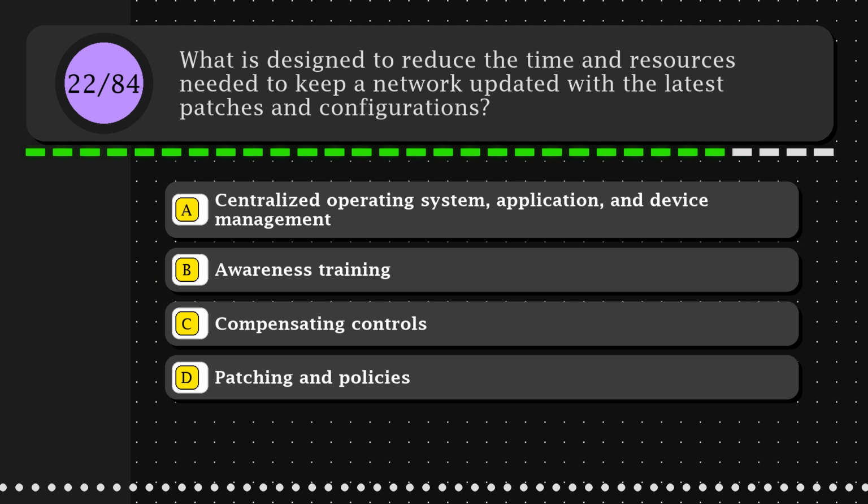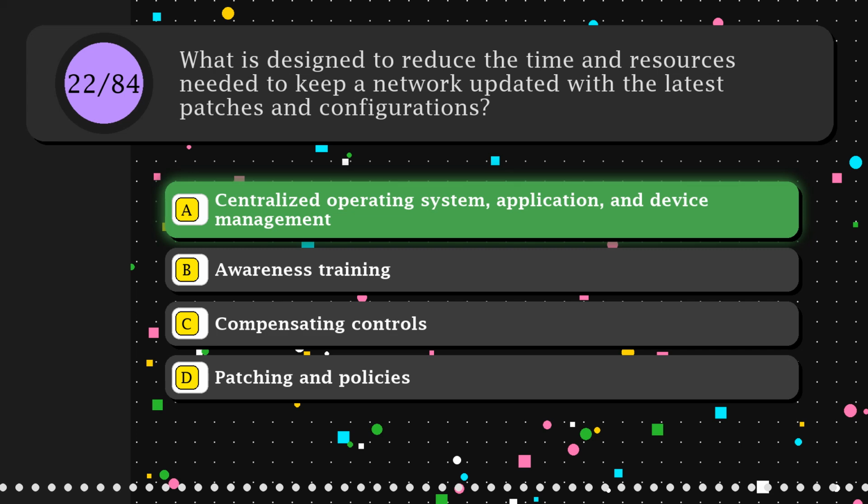What is designed to reduce the time and resources needed to keep a network updated with the latest patches and configurations? Option A, centralized operating system, application, and device management. Option B, awareness training. Option C, compensating controls. Option D, patching and policies.